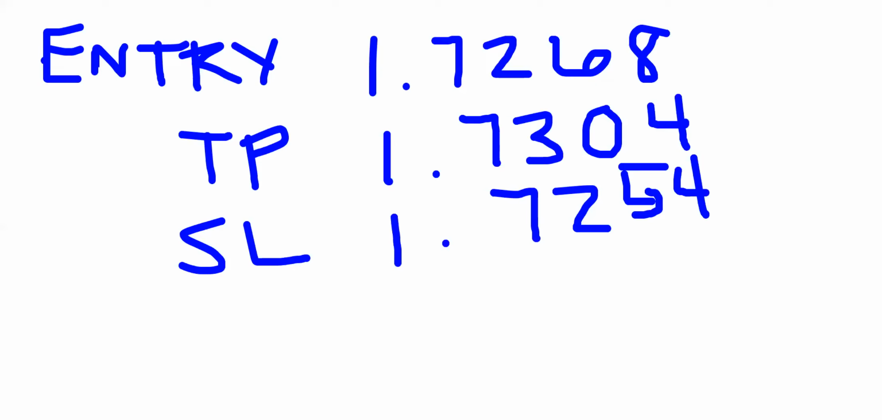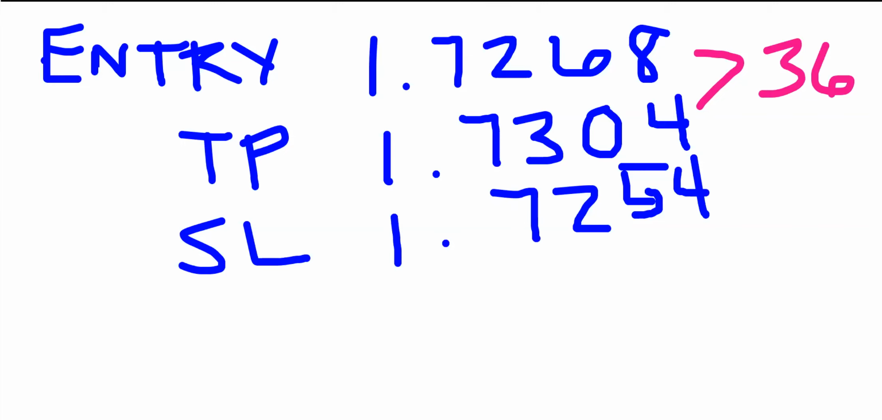So yeah, we're going from 268 to 304. So that is 36 pips. Perfect. So that's 36 pips. And then from the entry to the stop loss is how many pips? Perfect. All right.